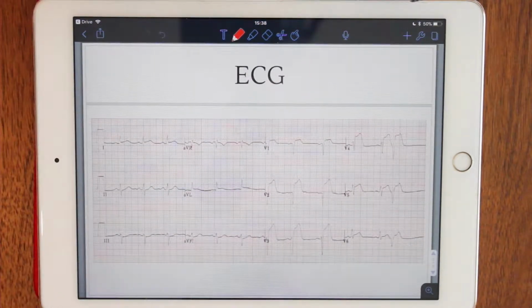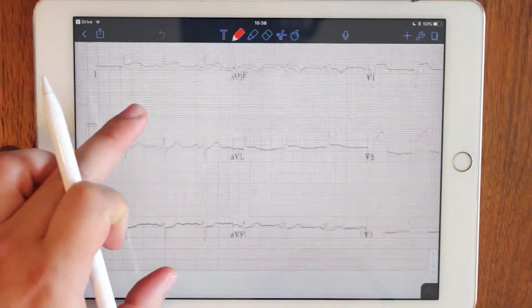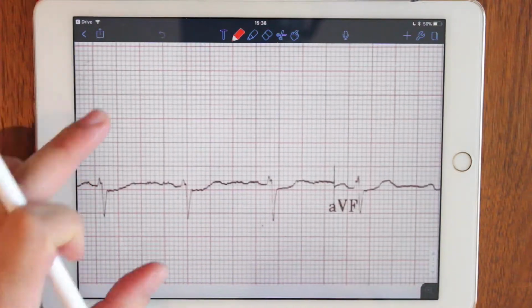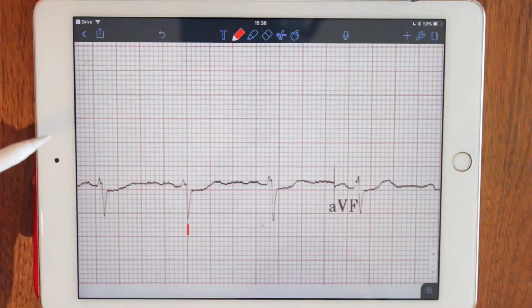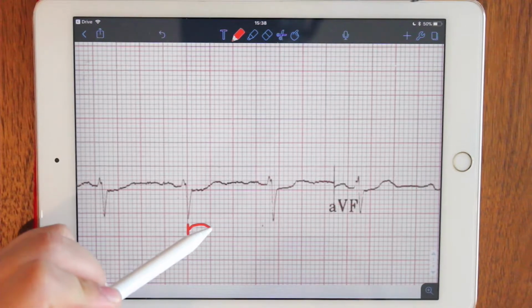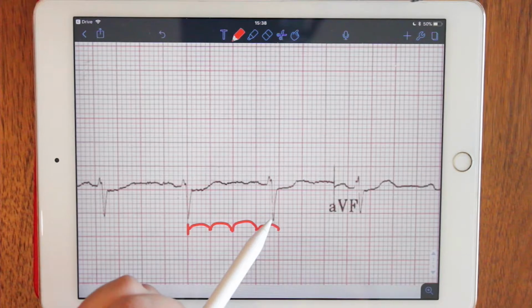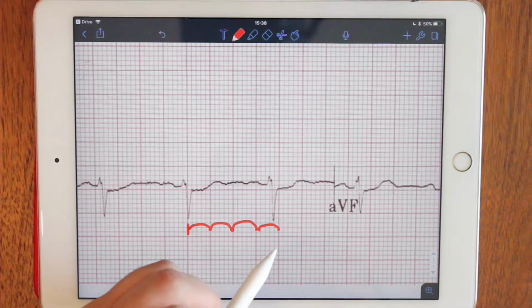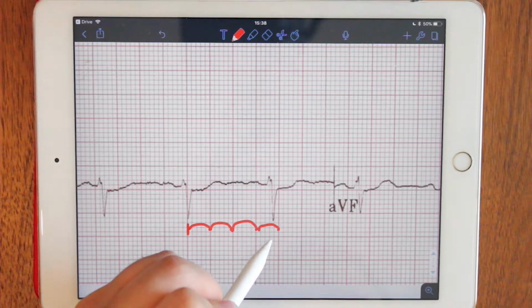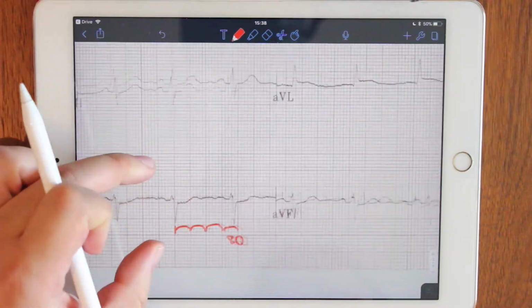It's very tempting to make a spot diagnosis because it seems so obvious, but we have to stick to our steps. So first thing is rate. Let's find an R wave that's at the beginning of a big box, right here, and count how many big boxes until the next R wave. So between 3 and 4, and since it's closer to the edge of the fourth, we'll call this just over 75 beats per minute. We'll call it 80 beats per minute.